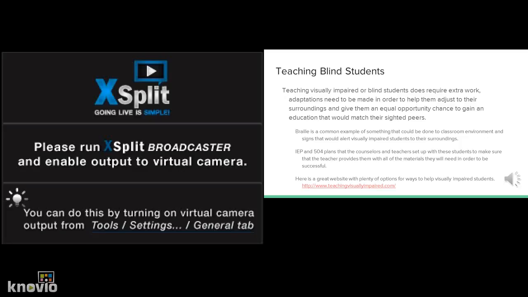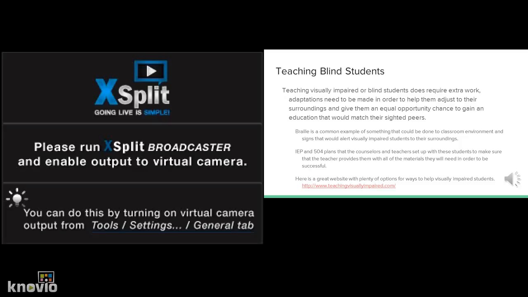So a common way to help students in their classroom environment, or even their assignments, is Braille. Give them assignments that have Braille on it, or have signs that have Braille on it. That way, if they know Braille, they can feel the bumps that the language of Braille has, so that they can understand what a sign says or what their assignment says. Or give them recordings that have the directions on their assignment.